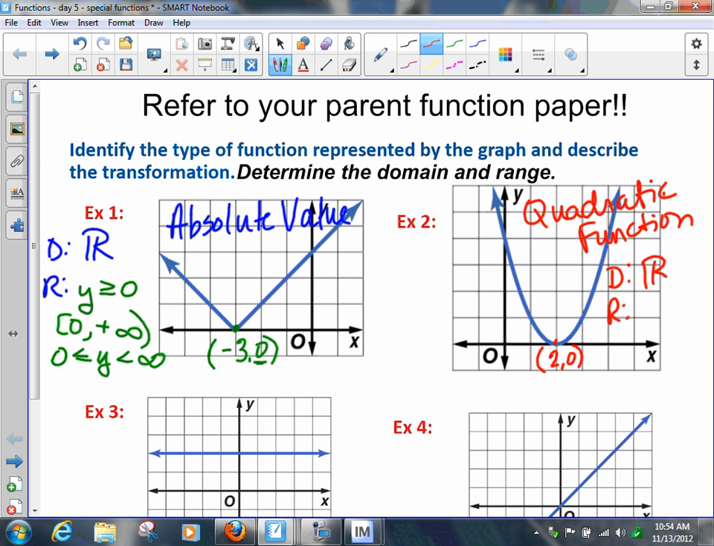Do you guys agree with that? So the first way I would write my range would be y is greater than or equal to 0, or in interval notation, 0, comma, positive infinity, yes? And then write it as a compound inequality: 0 is less than or equal to y, which is less than positive infinity. You guys cool with that? So the absolute value function is a whole lot like the quadratic, isn't it? As far as domain and range, they're a whole lot alike.